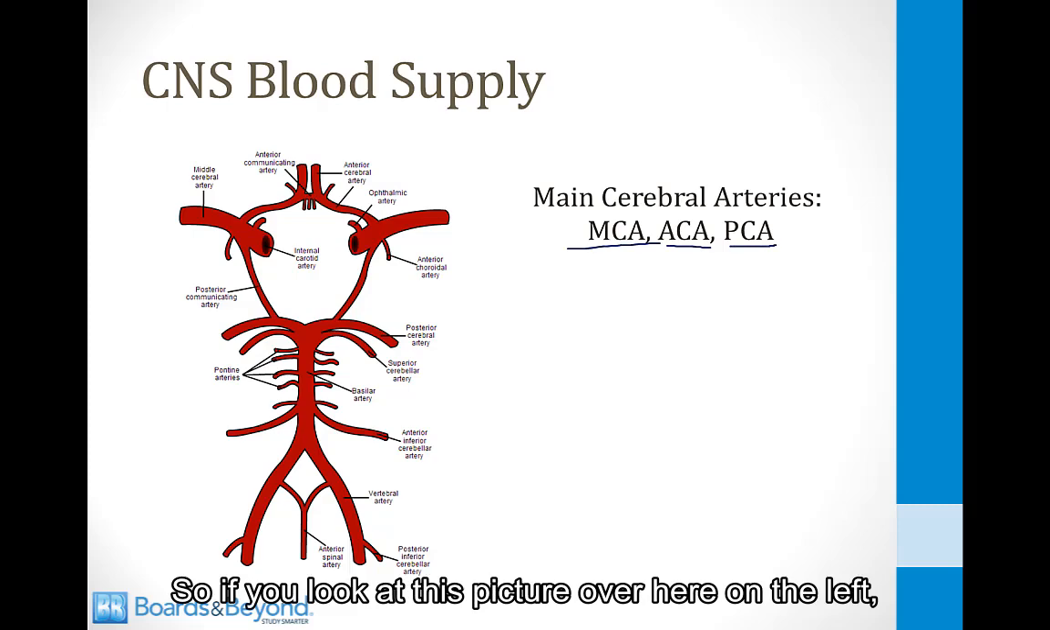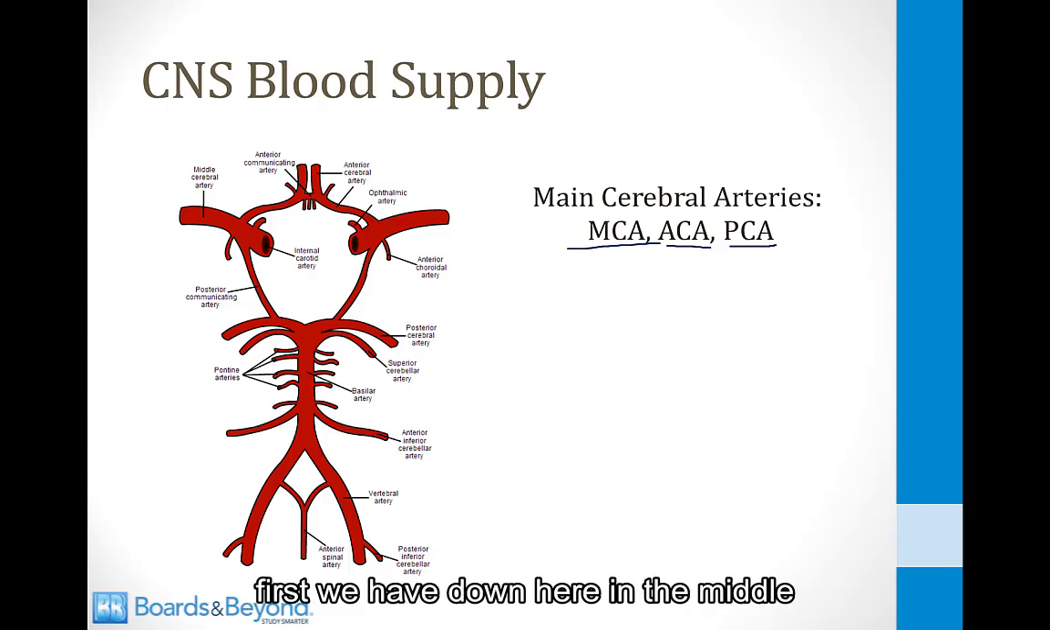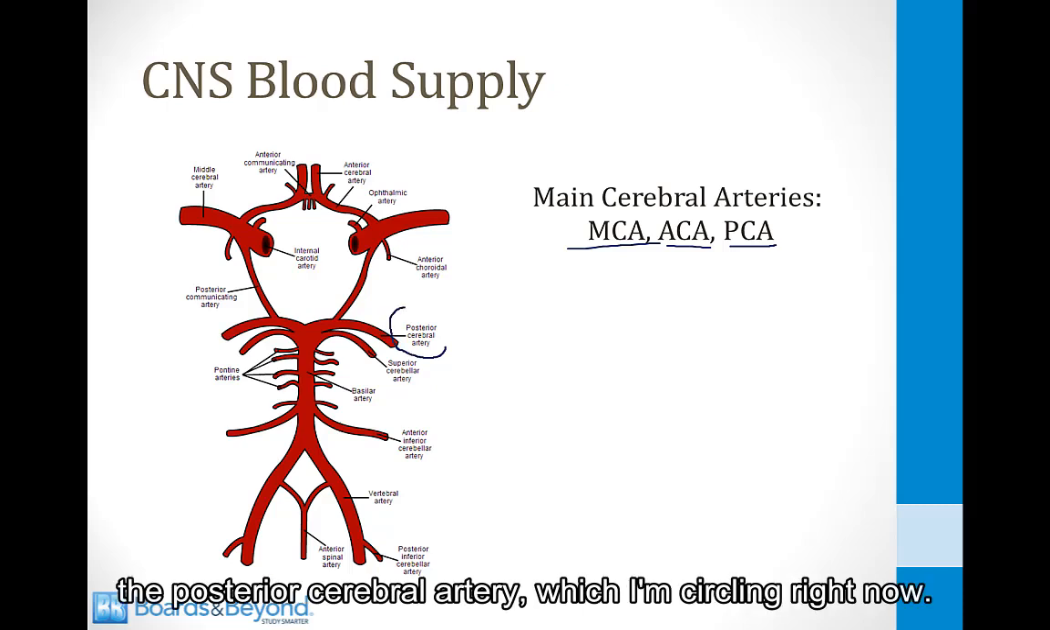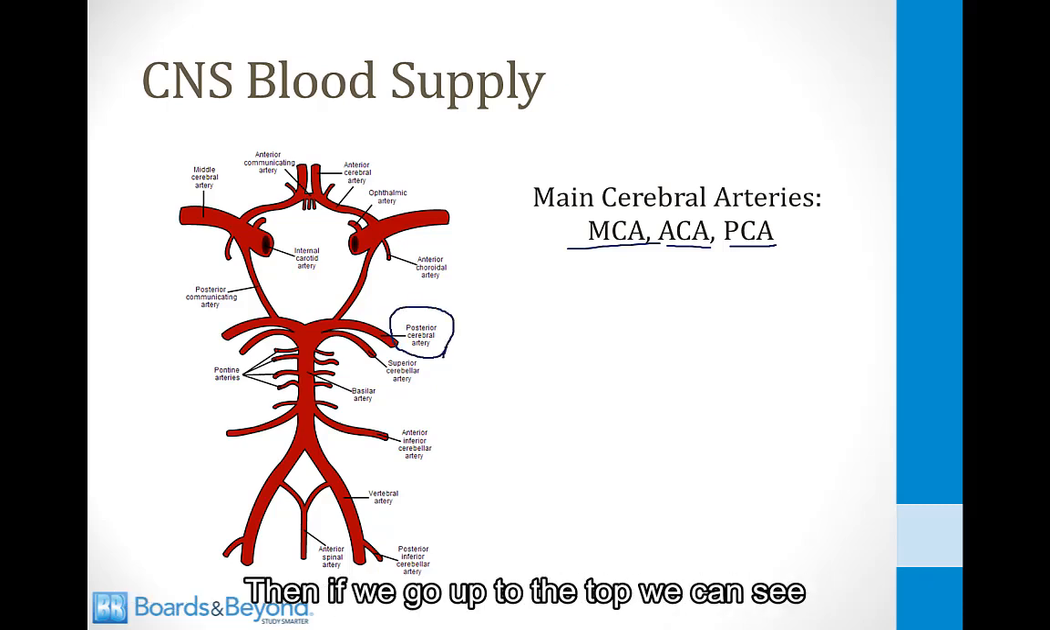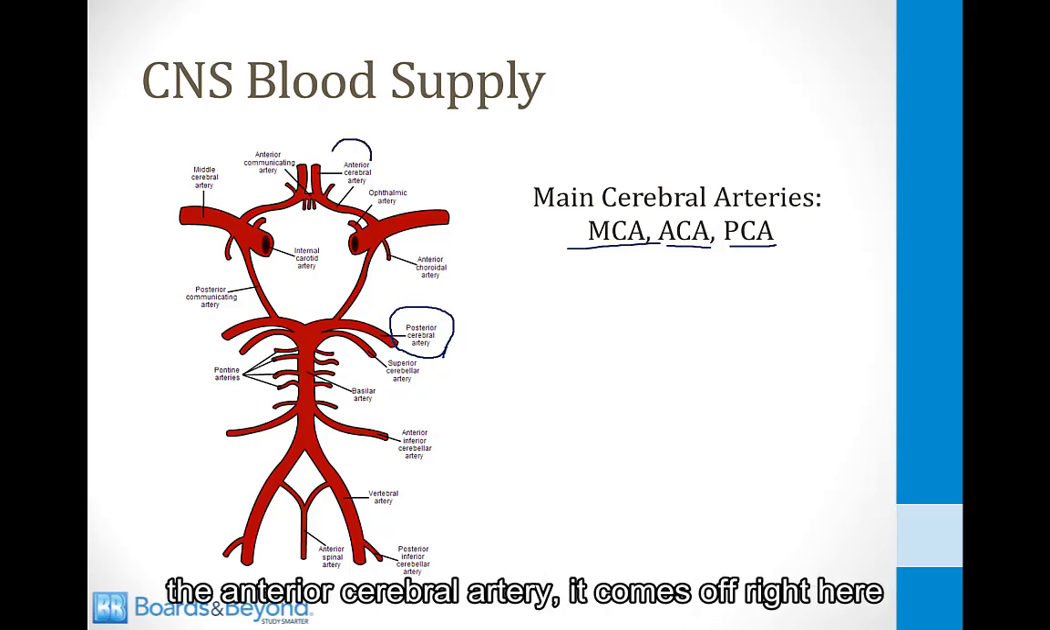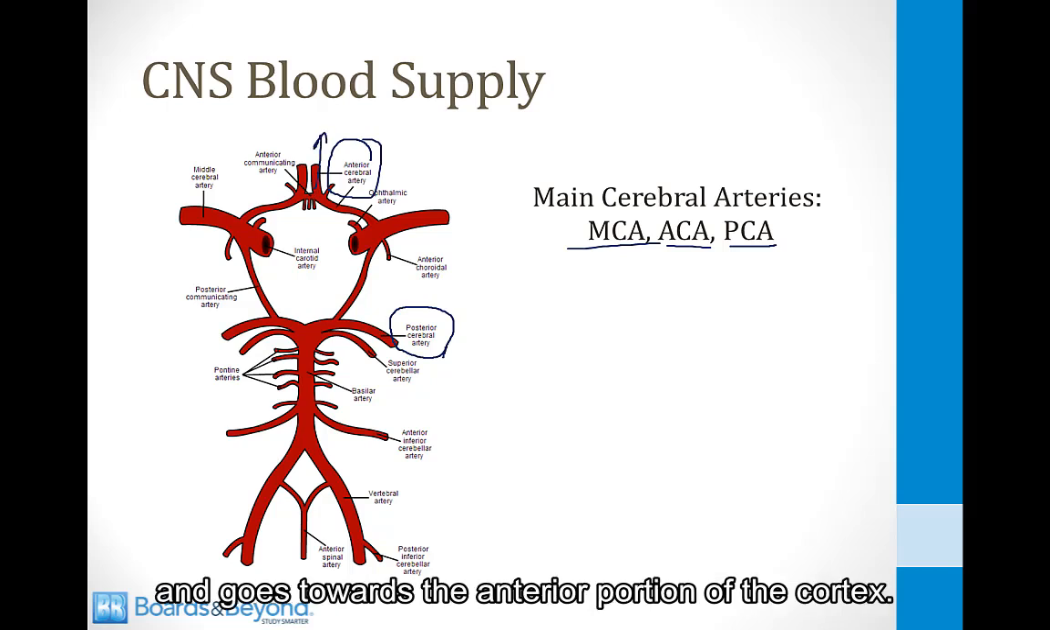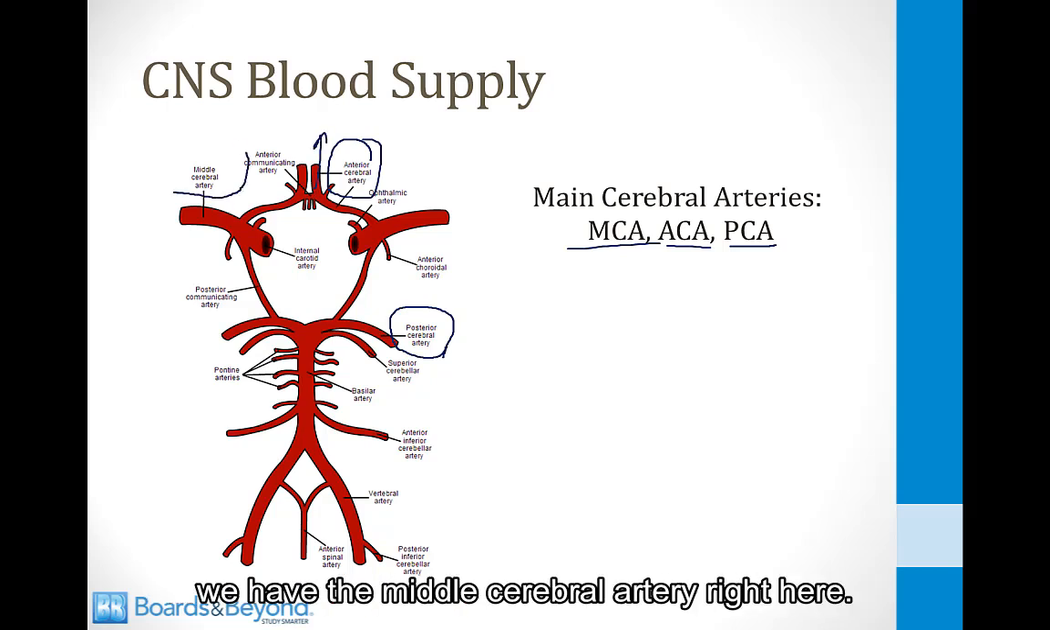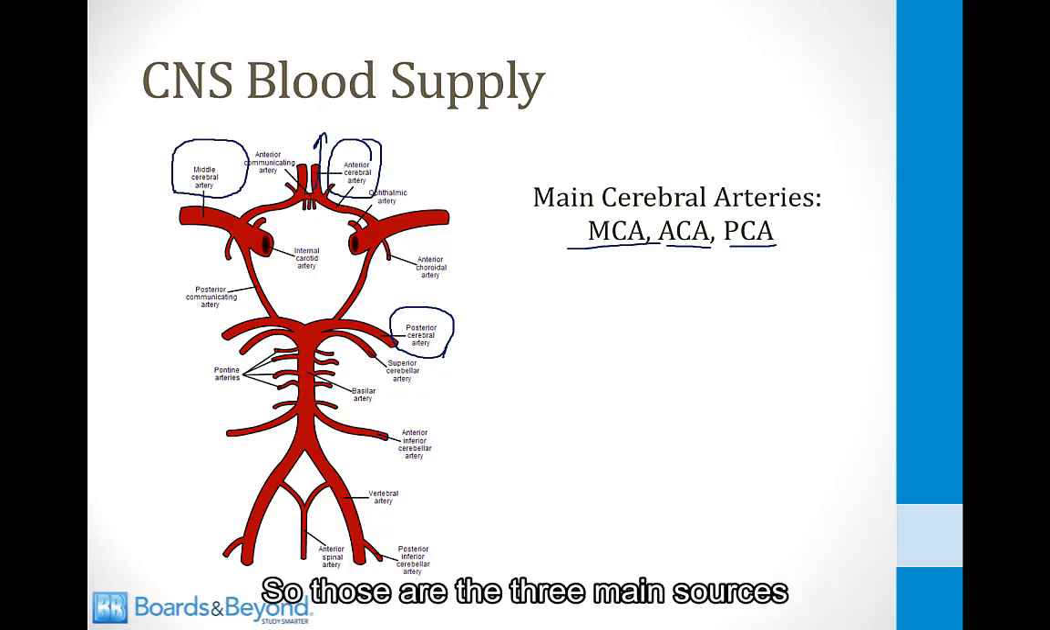So if we look at this picture over here on the left, first we have down here in the middle the posterior cerebral artery, which I'm circling right now. Then if we go up to the top, we can see the anterior cerebral artery. It comes off right here and goes towards the anterior portion of the cortex. And then over on the side, we have the middle cerebral artery right here. So those are the three main sources of blood to the cortex of the brain.